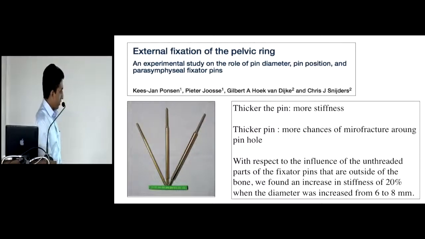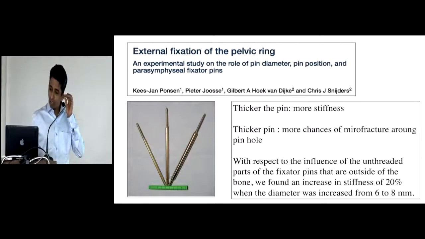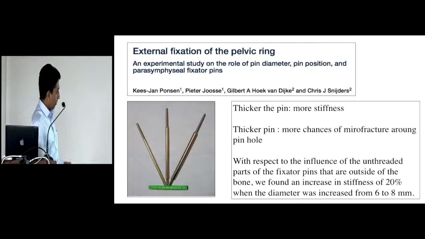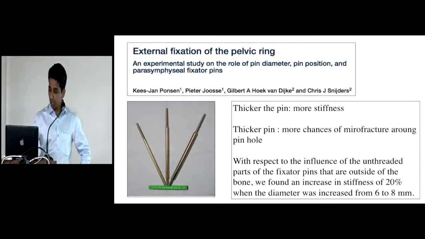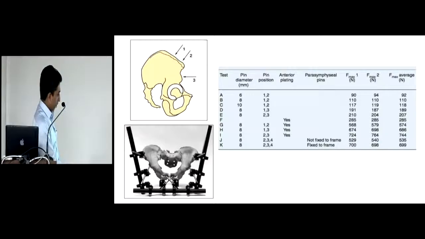However, a very large pin diameter can cause fractures, microfractures at the pelvic orifices, and then lead to pin loosening. So the suggestion was that you use a pin where the unthreaded portion can be large and the threaded portion can be of smaller diameter. That was the suggestion, where such pins are available. Again, addition of a symphyseal pin increases the stiffness to a large extent.